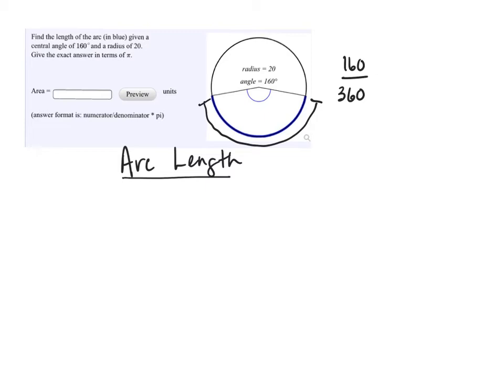So we'll reduce that. We can divide by 10 and get 16 over 36. Both of those are divisible by 4, and we'll get 4 over 9. So that is 4/9 of the circle. 4/9 of the circumference.